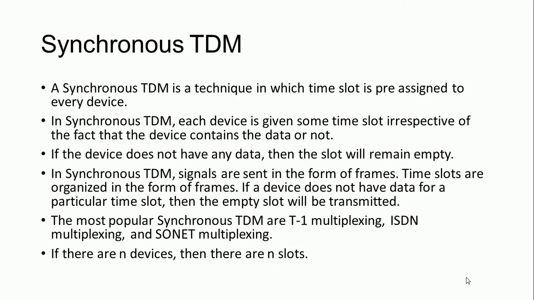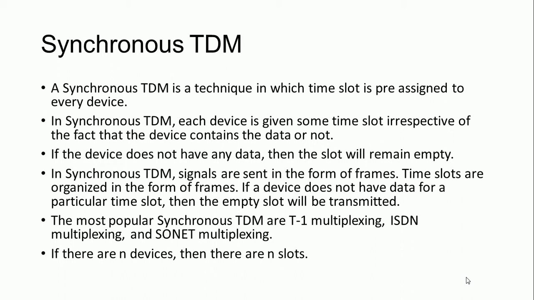There are two different techniques available in time division multiplexing. One is known as synchronous TDM and the second one is known as asynchronous TDM. We'll see both the techniques one by one. The first technique is synchronous time division multiplexing, in which the time slot is pre-assigned to every device. In this technique, each device is given a time slot irrespective of whether the device contains data or not. If the device does not have any data, then the time slot will be empty. That time slot will not be allocated to any other device.